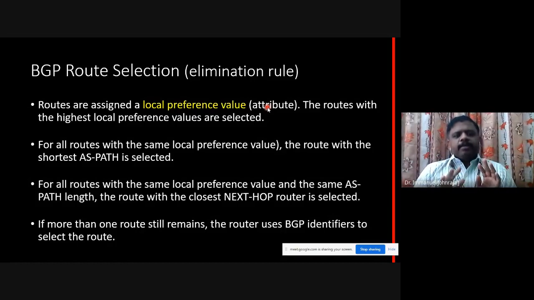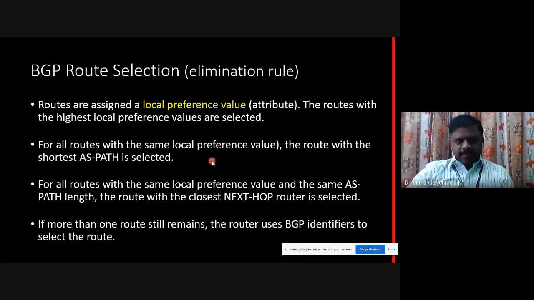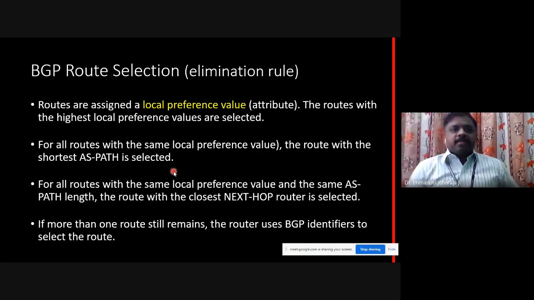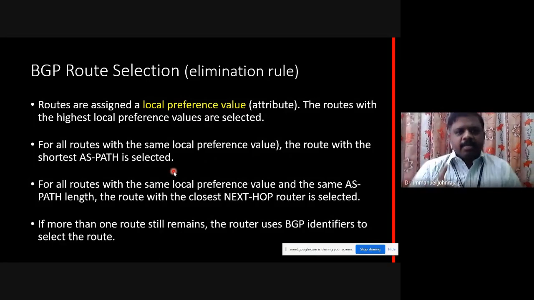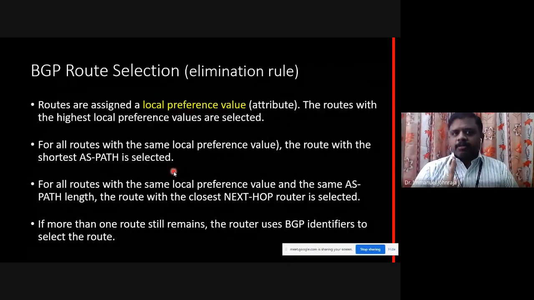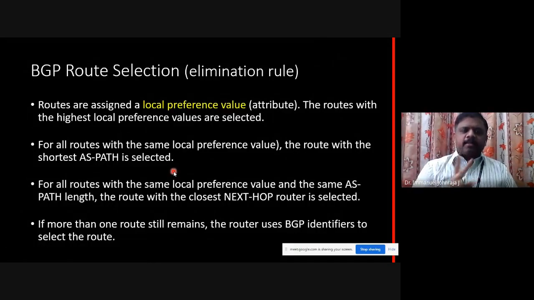After that, still there is a tie. More than one route has the same high local preference value. So what shall we do? For all the routes with the same local preference value, the route with the shortest AS path is selected. You should understand the usage of the AS path attribute. So BGP goes for the shortest path route. That is the second condition to accept or eliminate a route.